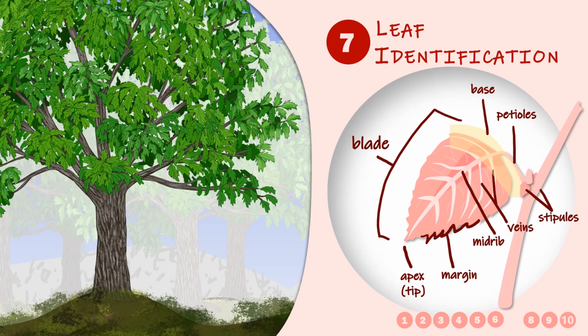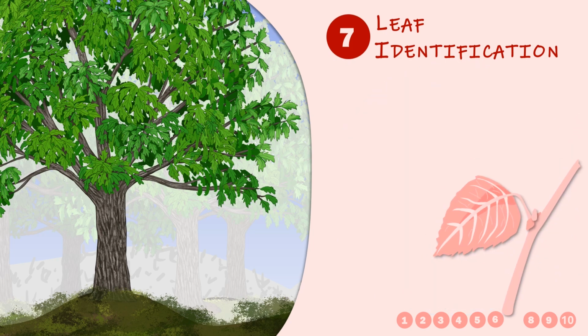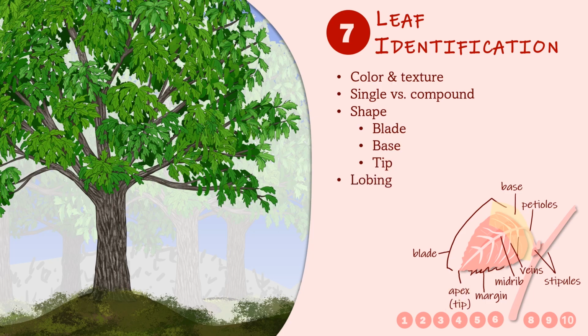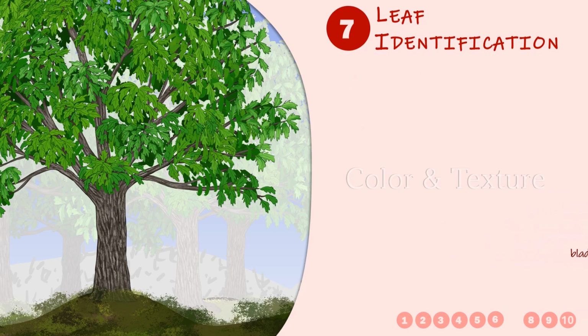We're going to walk you through how dendrologists describe some of the more common leaf ID factors, like color and texture, single versus compound leaves, general leaf blade shapes, the shapes of leaf bases and tips, leaf lobing, leaf margins, and the different venation patterns that leaves can have. Phew! Okay, let's get started with an easy one, color and texture.